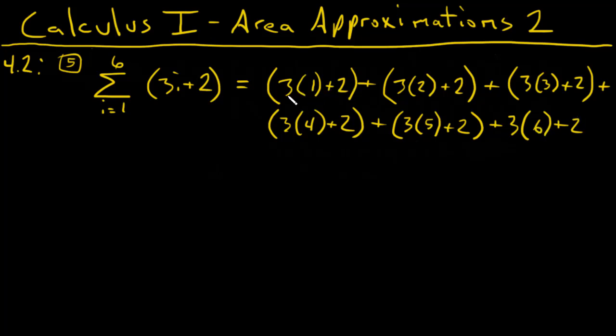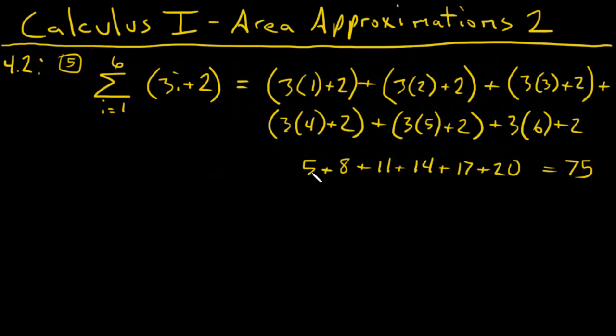Alrighty, so what will that give me? 3 times 1 is 3 plus 2 is 5, plus 8, plus 11, plus 14, plus 17, plus 20. So let's see, that's 13 plus 11 is 24, 38, 55, 75 is what I get.